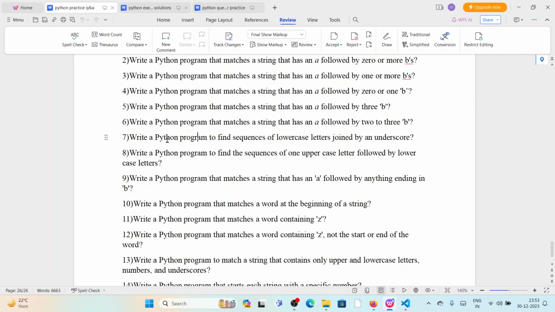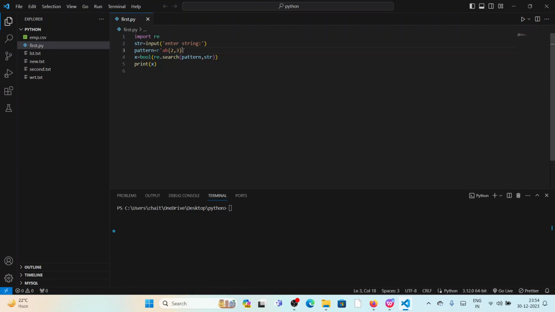Seventh one, write a Python program to find sequences of lowercase letters joined by an underscore. So lowercase letters joined by an underscore means the underscore should be between two lowercase letters. You have to write a pattern like that. So just check the pattern here. Everything should be in between the beginning and the ending.